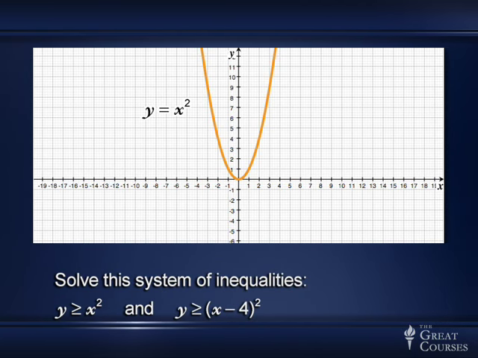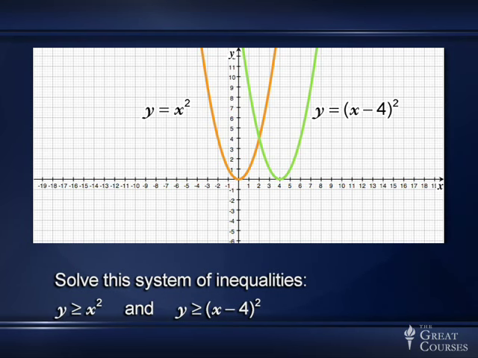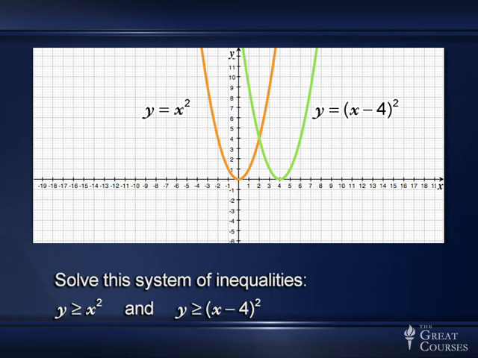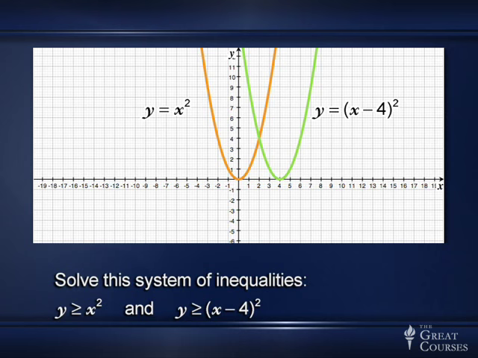What does the graph of y equals (x minus 4) squared look like? Well, that's just the graph of x squared, but it's been shifted now 4 units to the right. So these two parabolas both sit on the x-axis, and they just look like carbon copies of one another, one shifted 4 units away from the other. Now, I need to shade the solution sets of these two inequalities, both of which are greater than or equal to. So they are y is greater than or equal to x squared, and y is greater than or equal to (x minus 4) squared.